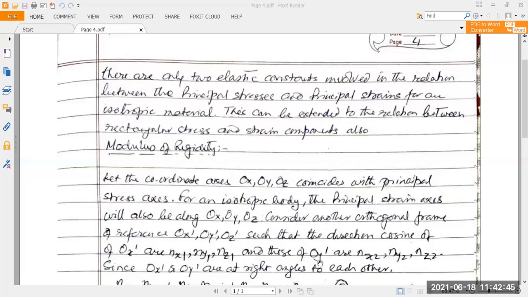Same is the case with OY dash, where the direction cosines are nx2, ny2, and nz2. The same will be the case with OZ dash, but we'll discuss it afterwards. Now we are dealing with these direction cosines.